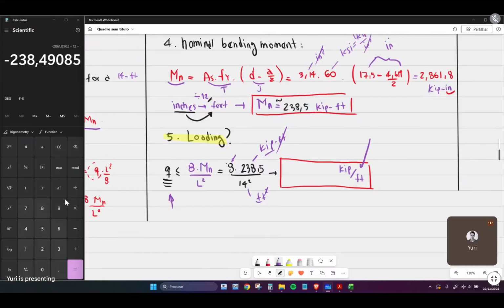All right, so I'm going to multiply this by 8 and then divide it by 14 squared, which gives 9.73.